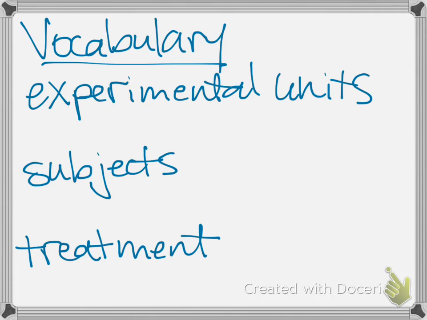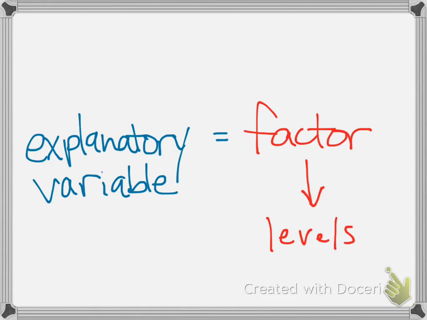The other piece of vocabulary that we need for the moment is a treatment. What a treatment is, it's what we are doing to our experimental units or subjects. The point of the experiment is to apply various treatments to our units, and then we're going to measure the difference in responses to each of these treatments. So of course the whole point of conducting an experiment is to see how different explanatory variables produce different response variables. Another way to say that is how different treatments produce different responses.